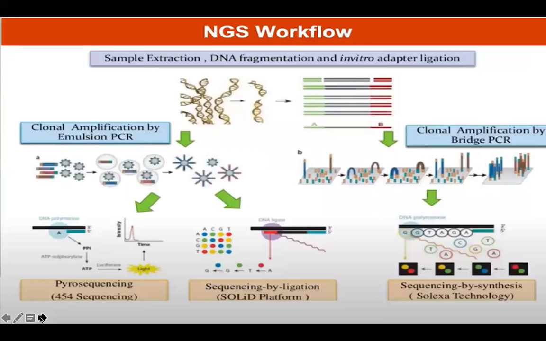Coming to the basic workflow of NGS, the first step is DNA library preparation. That is done by sample extraction, DNA fragmentation, and the in vitro adapter is then amplified using PCR. Then clonal amplification is done either by emulsion PCR or by bridge PCR. The third step is DNA sequencing. Sequencing is done using different platforms like pyrosequencing, which uses 454 sequencing, sequencing by ligation, which uses the SOLiD platform, and sequencing by synthesis, which uses Solexa technology.